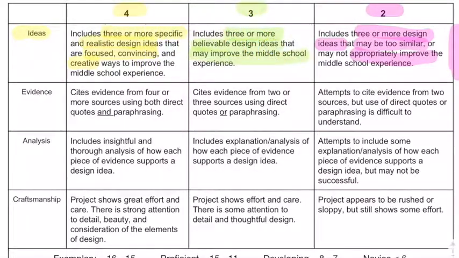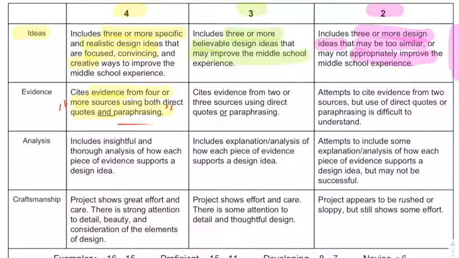So evidence, you need to cite evidence from 4 or more sources using both direct quotes and paraphrasing. So for a 4 on this, for exemplary, you need to use a variety of different styles in your writing. So you need to quote things directly. So that means word for word, you're using quotation marks and everything like that to quote somebody. Those are awful quotation marks, but you know what I mean, to quote somebody.